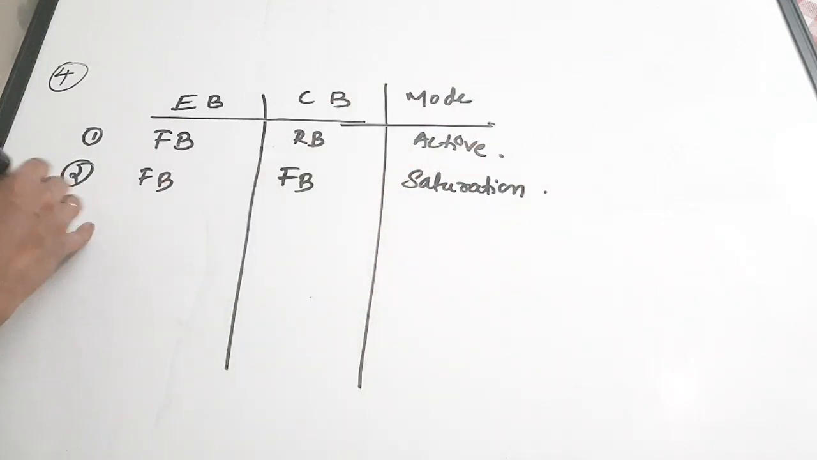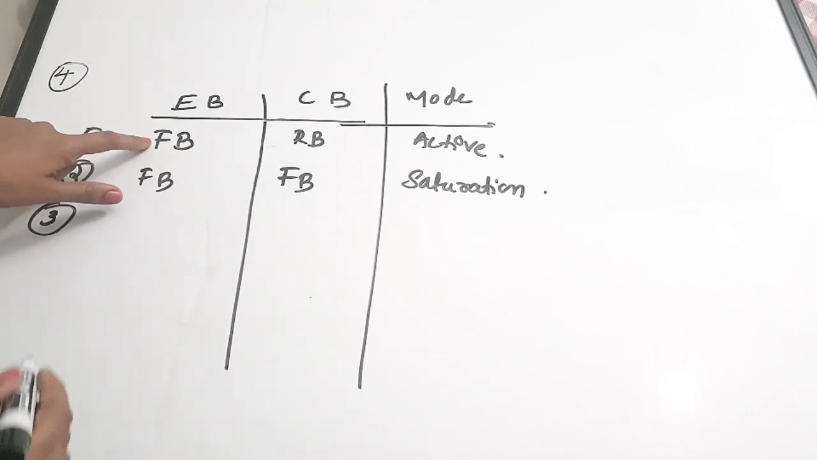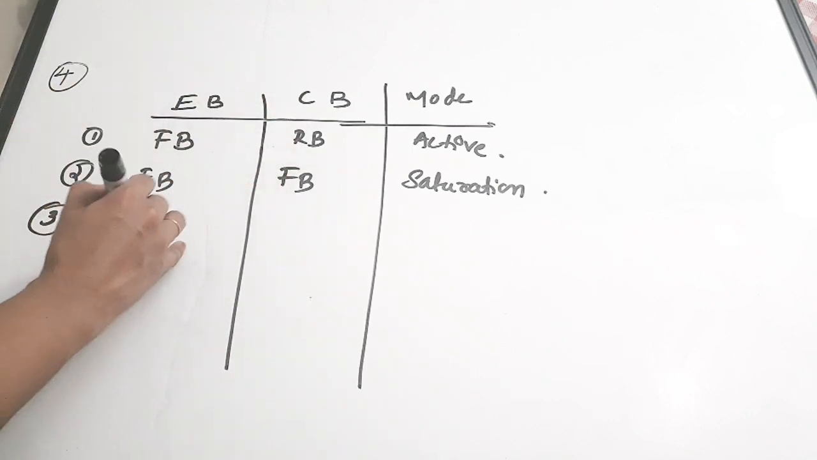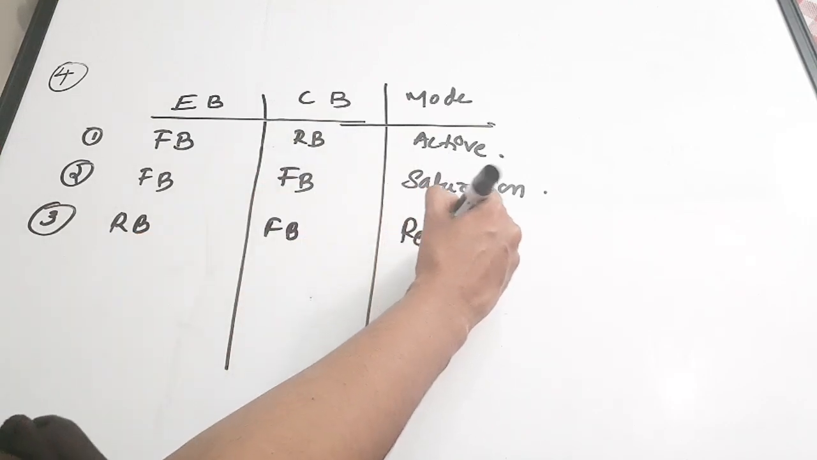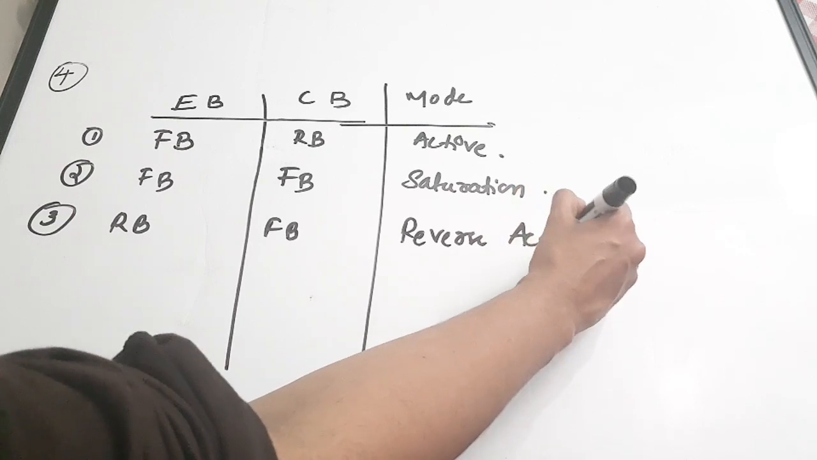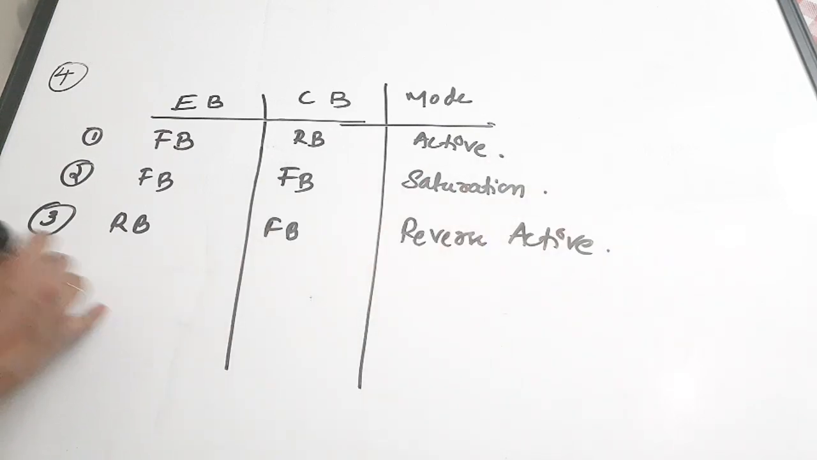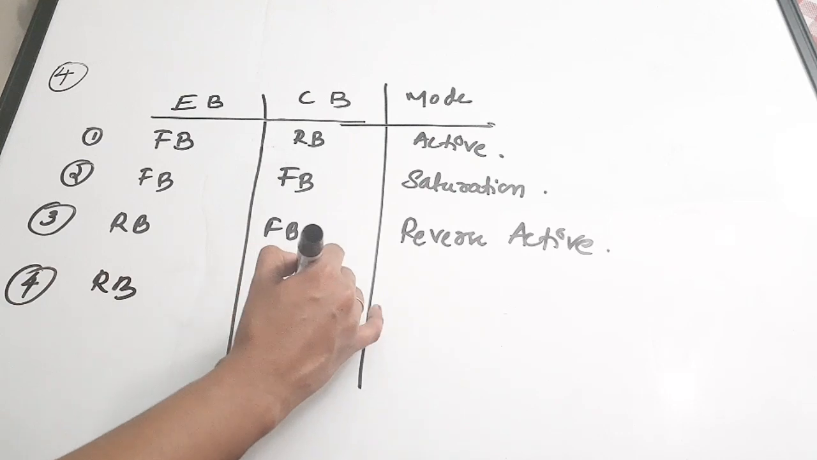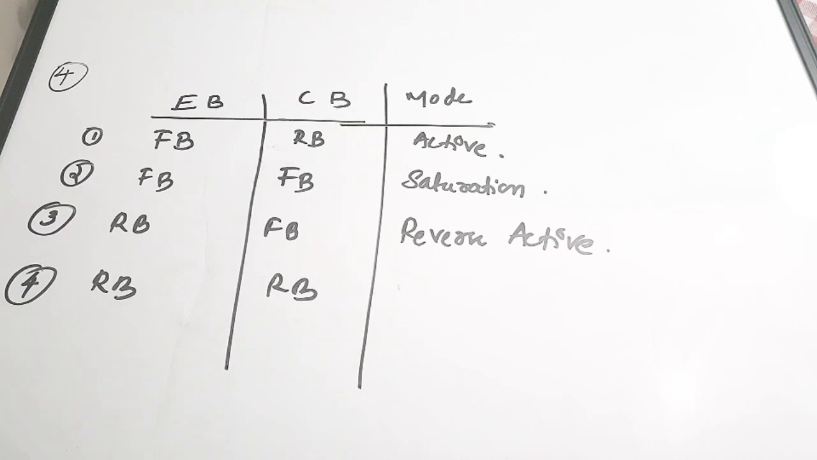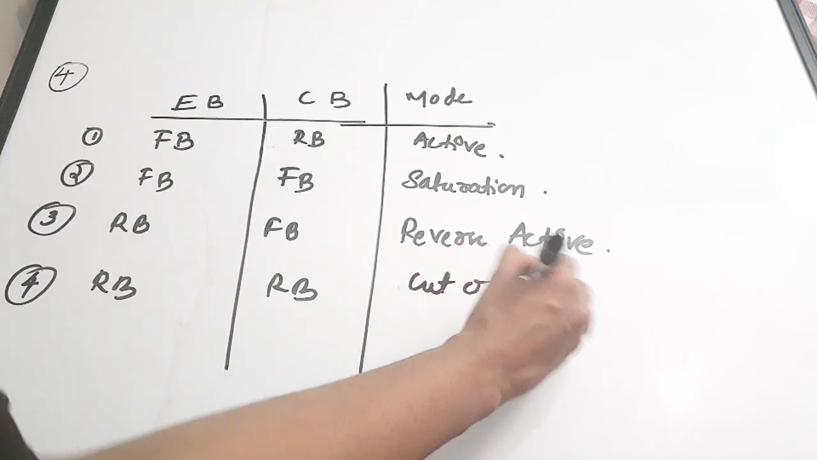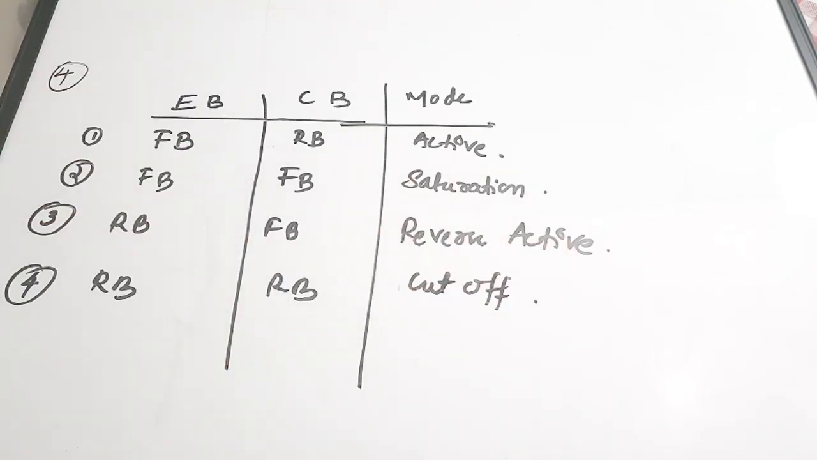Now, third case, when this reverse happens, when the emitter base is reverse bias and the collector base is forward bias, means it is called reverse active. Last case, when both the junctions are reverse bias, we call it as saturation state. Sorry, it is called cutoff state. Cutoff. So these are the 4 modes of the transistor or 4 regions of operation of the transistor based on the biasing of emitter base and collector base junction.